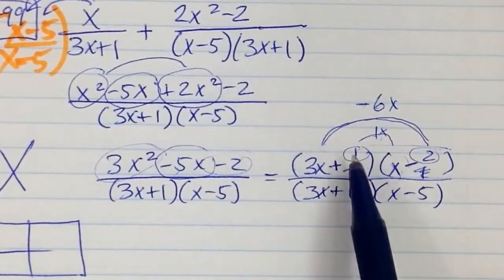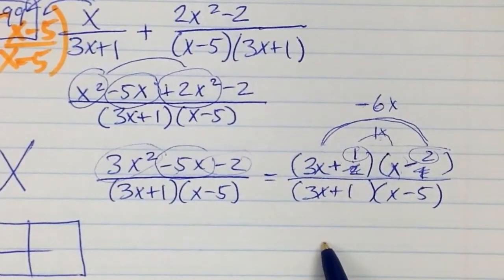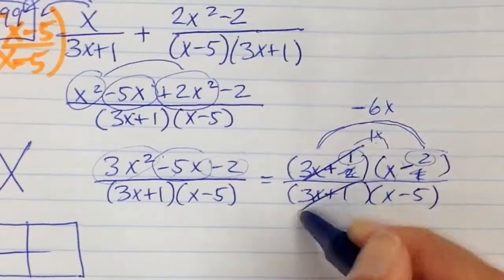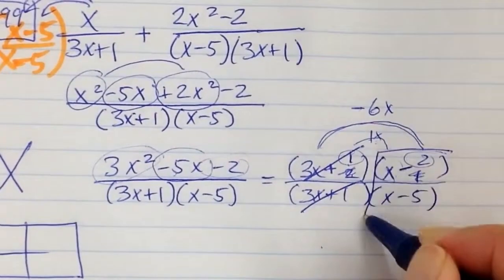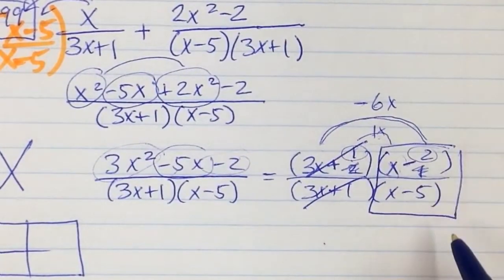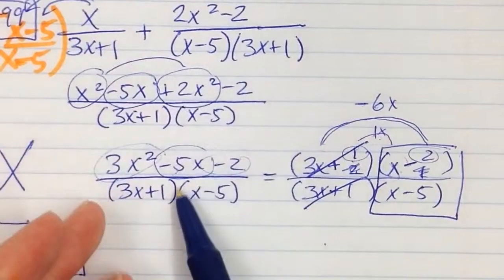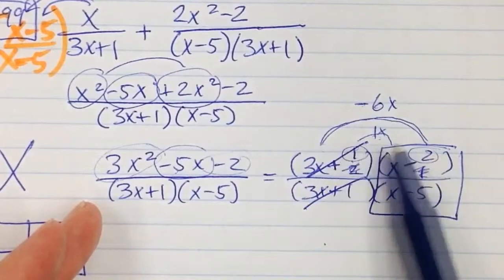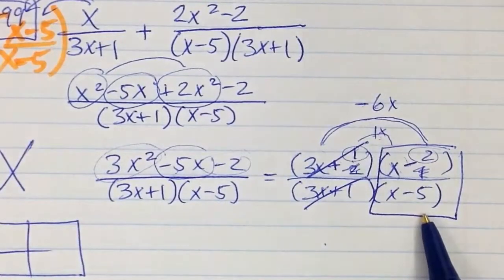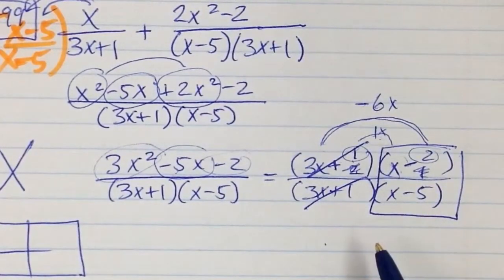And look, there's a 3x plus 1 on top, there's a 3x plus 1 on bottom, so we can cancel, leaving us with x minus 2 over x minus 5. So sometimes when you combine them, you might have to factor again to take out another factor and simplify further. Okay?